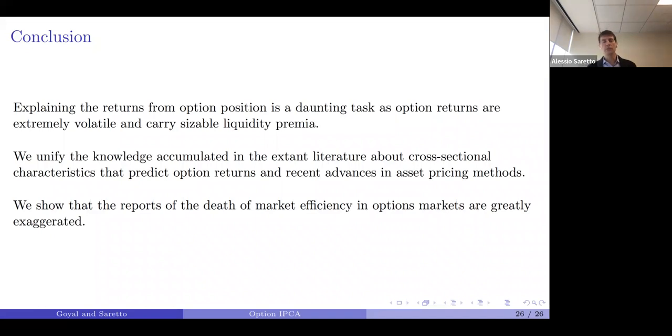So we tried to unify all the knowledge, the cross-section predictability in option returns, with modern asset pricing models in this IPCA exercise. I think we show that a lot of variability can be explained. For some of it, you probably again require going back to some sort of limits-to-arbitrage explanation. So liquidity might be driving everything there. But I think we managed at least to make a big stab at it. And I'm going to close like that.